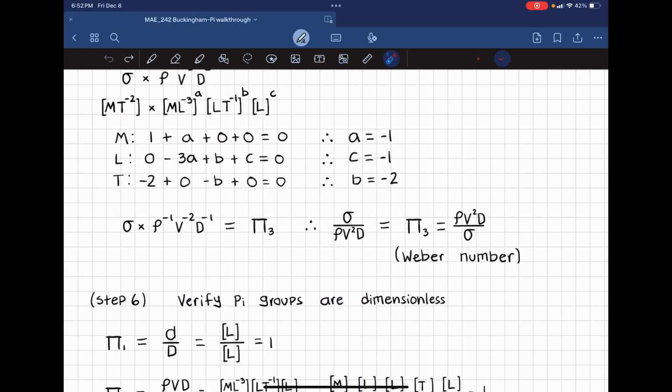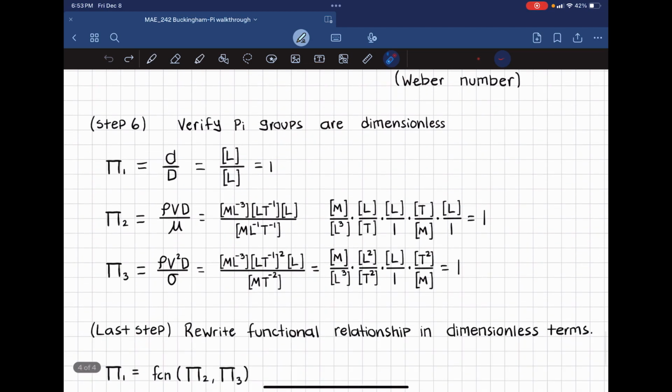Now that we've determined all 3 pi groups, our last step with that is to actually confirm that the pi groups are dimensionless. And this is really the point of putting all of them in these specific pi groups and finding the power terms A, B, and C, so that the total group actually has no dimension. So I'll show you what we do for that. Starting with pi 1, which we found to be equal to D over D.